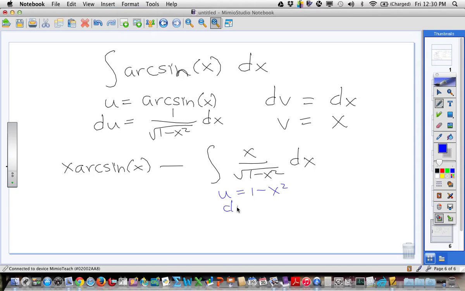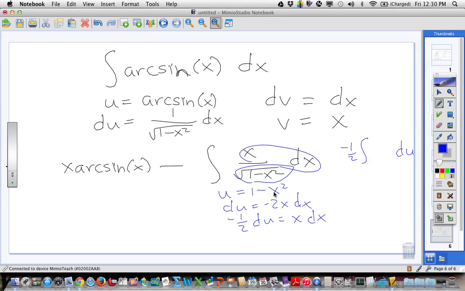So du would be negative 2x dx. We divide the negative 2 over, because it's not sitting in there anywhere. So we got our x dx. So this is going to sub out as a negative 1/2 du. The bottom is going to sub out as a square root of u, which is u to the 1/2 on the bottom, so that'd be u to the negative 1/2, right? Everybody see what I did there?